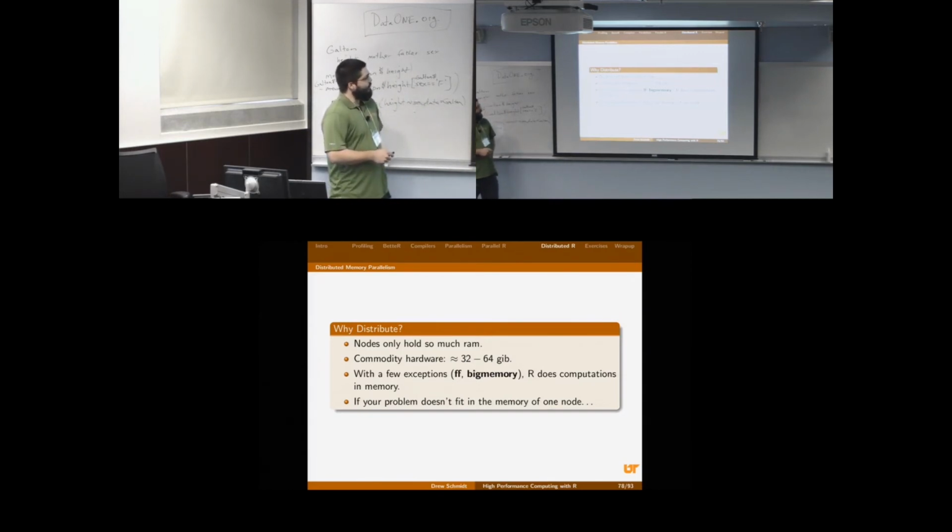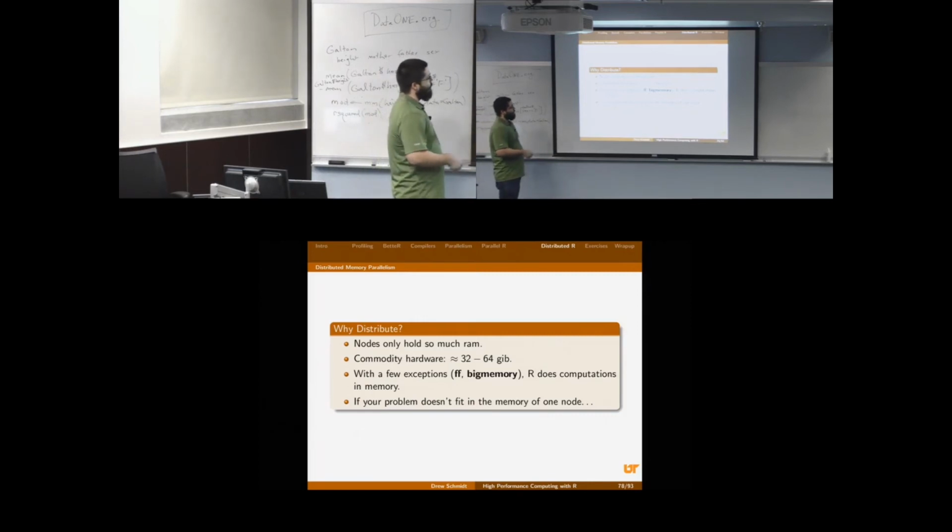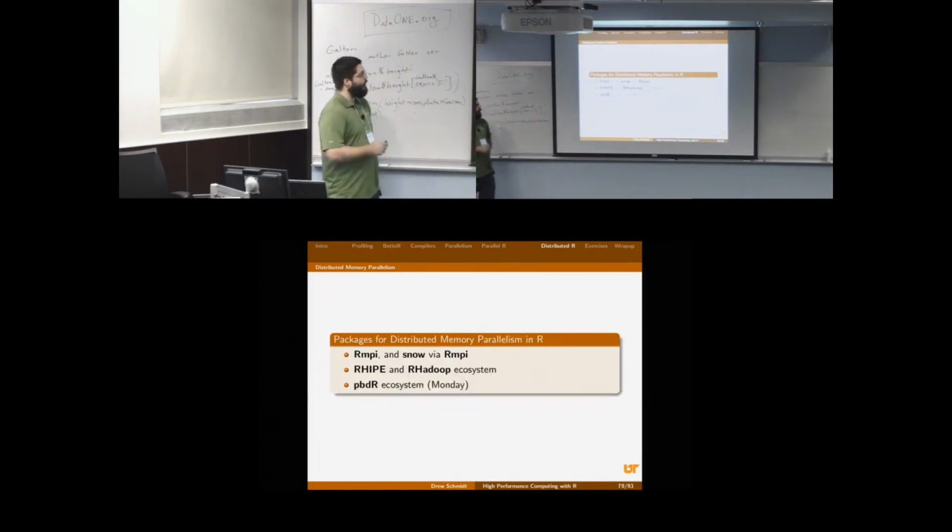With a few exceptions, those being ff and bigmemory and big analytics and so on, R does computations in memory, and as such, if your problem doesn't fit into the memory of one node, you need more than one node, right? Or maybe something like this is beneficial to you, but maybe not.